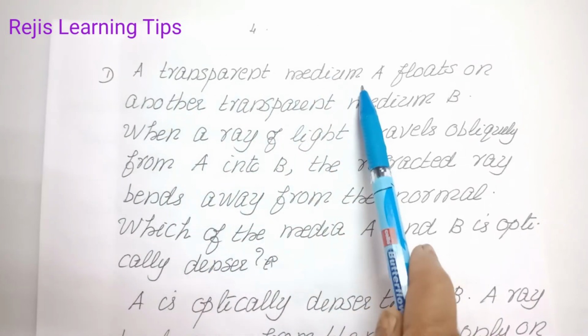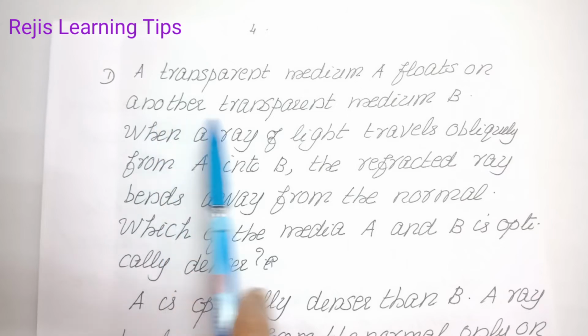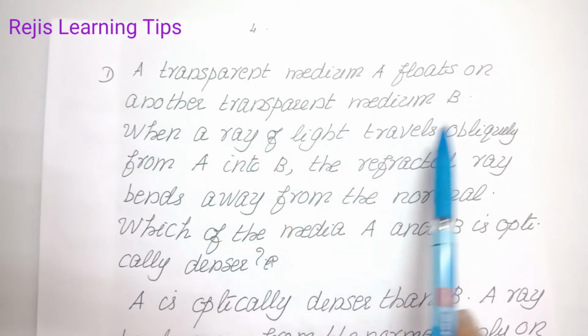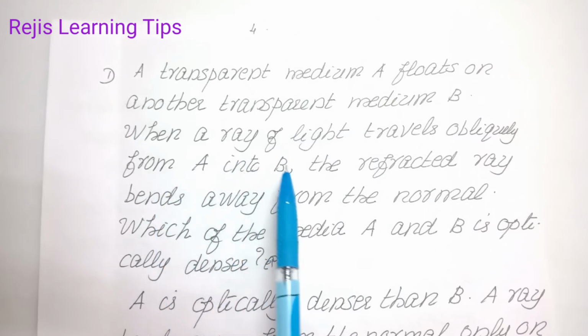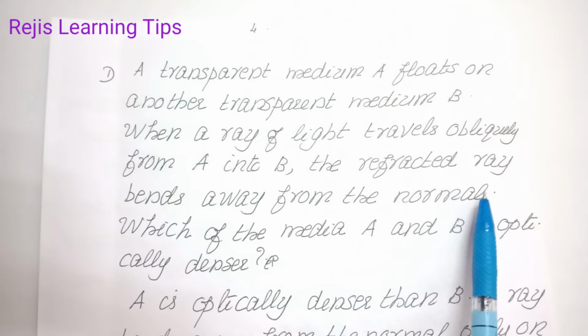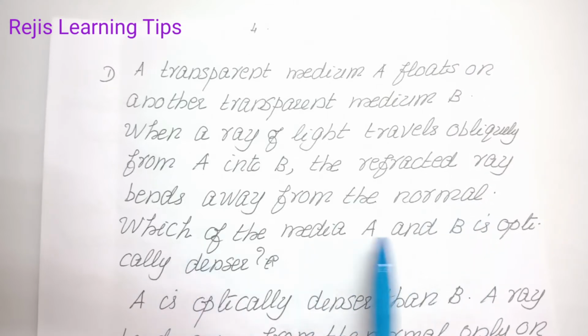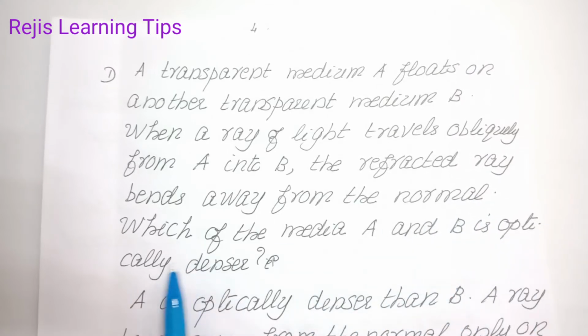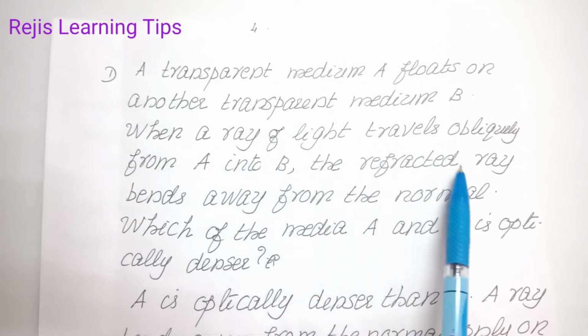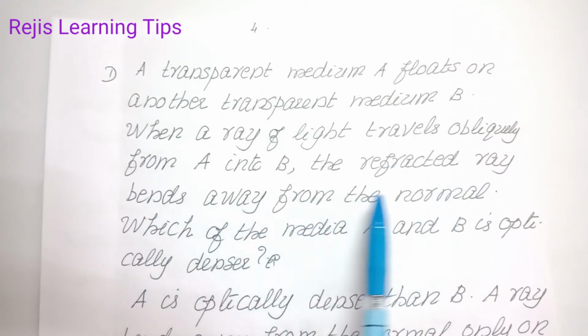A transparent medium A floats on another transparent medium B. When a ray of light travels obliquely from A into B, the refracted ray bends away from the normal. Which of the media A and B is optically denser?